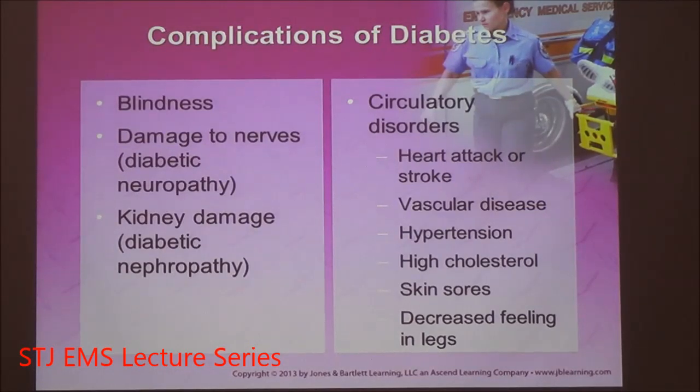Circulatory disorders, we end up with heart attacks, strokes. Thickness of the blood can lead to vascular disease, chronic hypertension, high levels of cholesterol because they're burning the fat, the amino acids. Skin sores as they lose blood supply, the skin begins to break down.